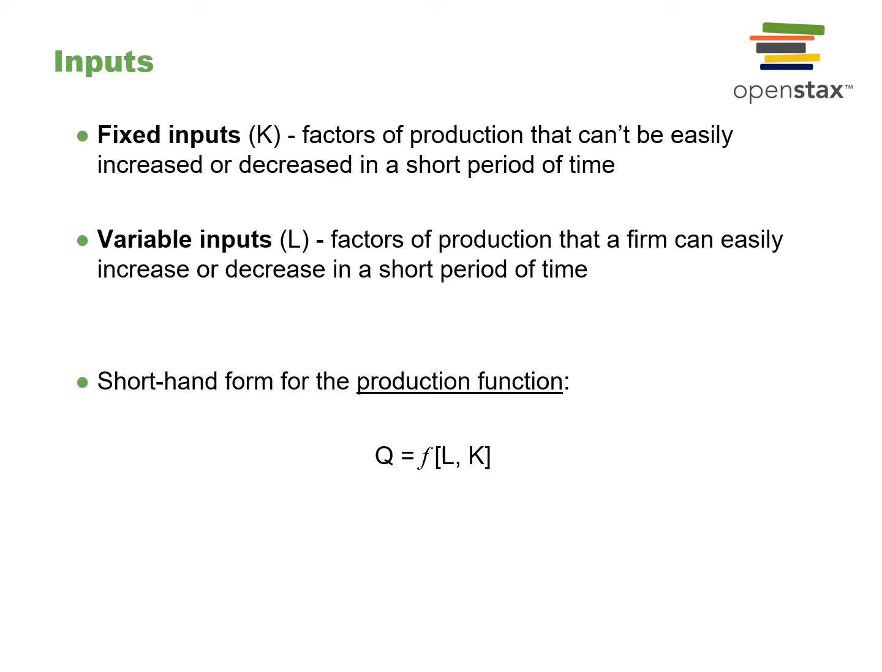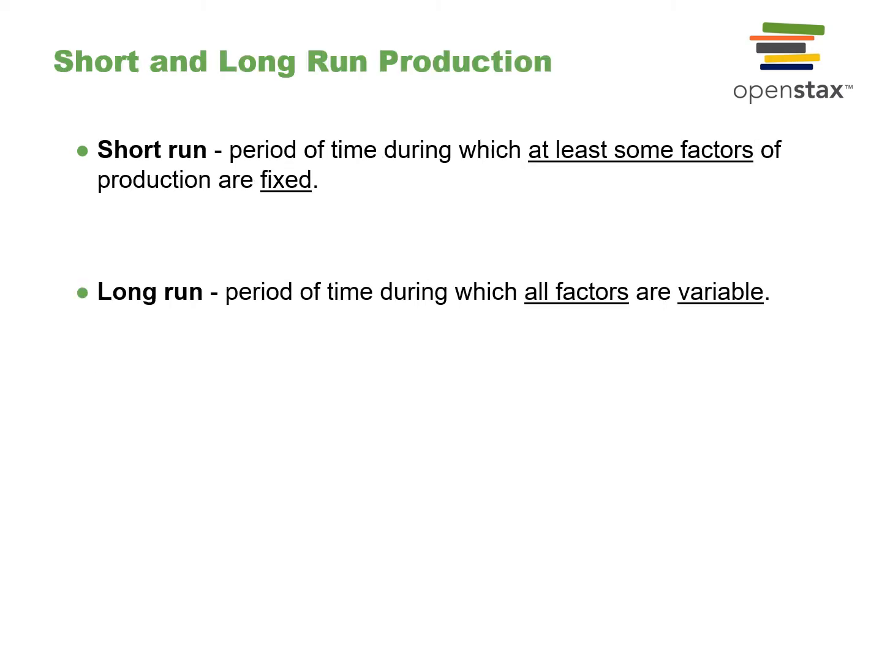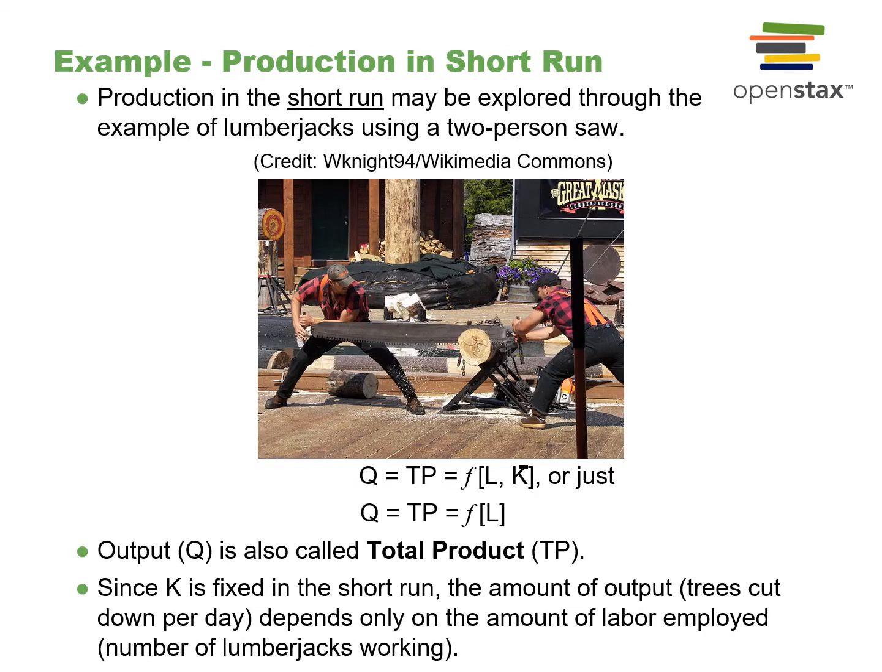There's a shorthand form for production function. Short run is a period of time in which at least some of the factors are fixed. In the long run, everything's variable. Something you might want to remember for the test. And so they talk more about the short run production.